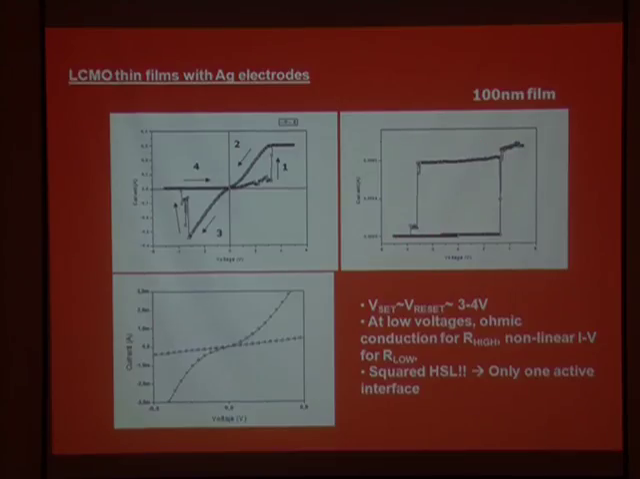And this indicates that we may have only one active interface switching, while the other one remains ohmic, based on the plenty of results that appear in the literature saying that manganite silver commutes. It is reasonable to say that the resistive switching takes place at the silver oxide interface, while the oxide silicon interface remains ohmic or quasi-ohmic.